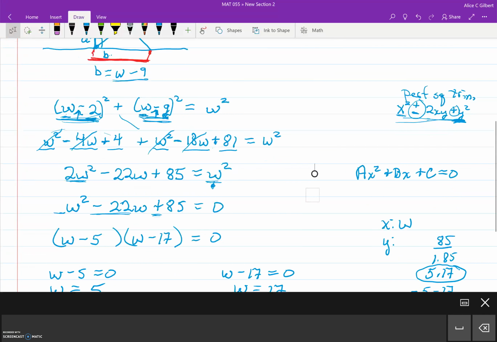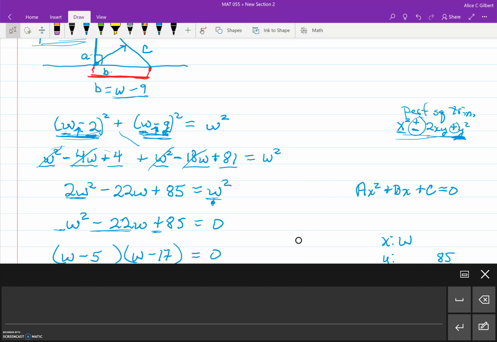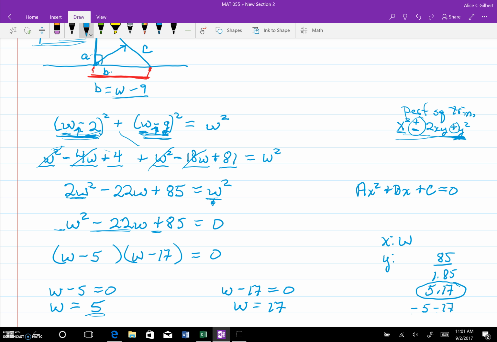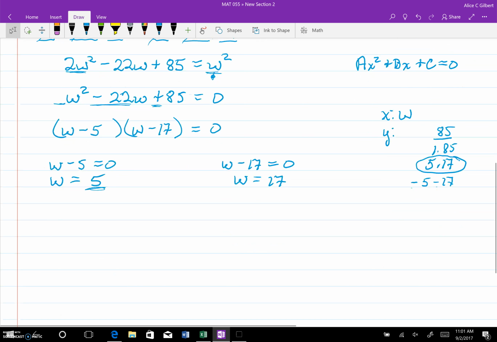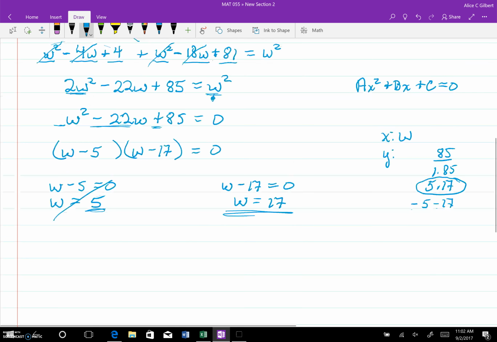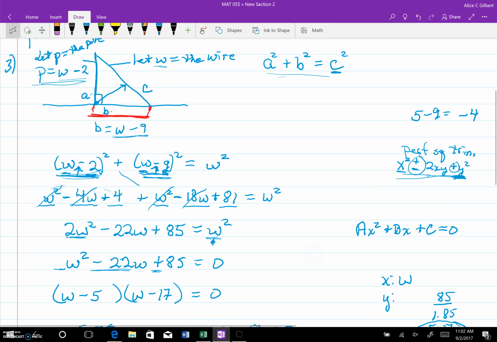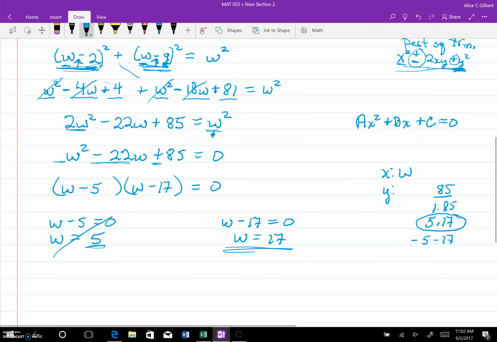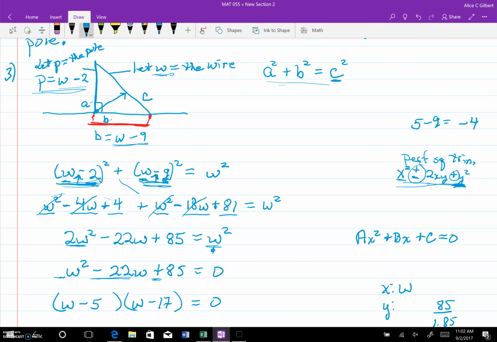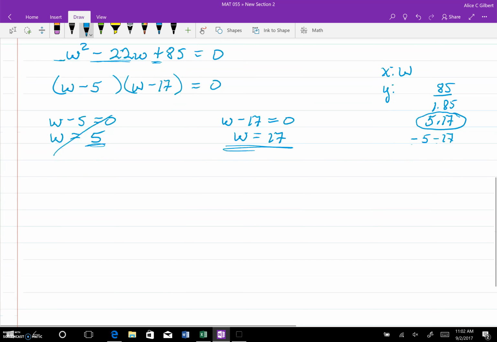Now I've got 2 answers. I need to see what makes sense. So when I take 5 and put it, let's just try here. If I go 5 minus 9, well, that ends up being a negative 4. And a measurement can't be negative 4. So this guy doesn't work. So my w is 17. Okay, so that is how long my wire is. That's what we're looking for here. Wire is 17. That's what I've got.